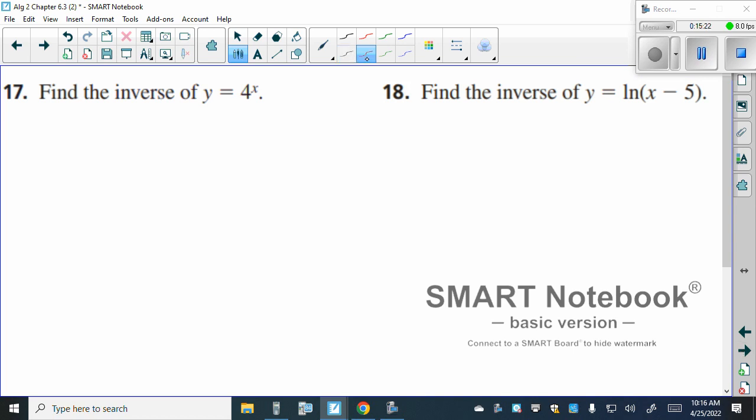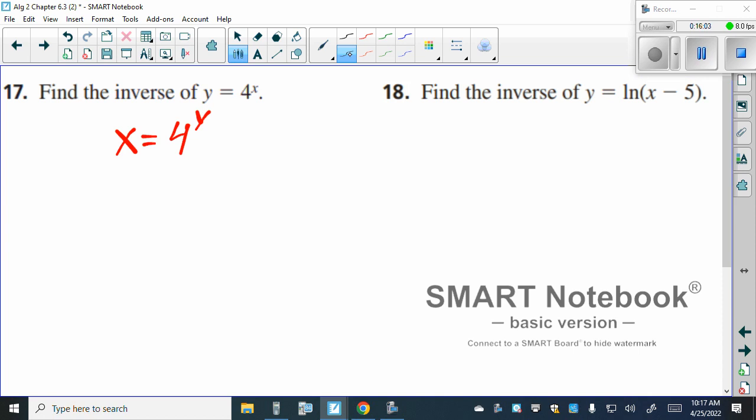So what would we need to do to find the inverse of y equals 4 to the x? Well, we can switch the x and y. x equals 4 to the y. Then what can we do? Two different ways we can do it. Because we can do the method of where we just switch from exponential to logarithmic, which would tell us that we have log base 4 of x equals y. Or we can apply log base 4 to both sides. Which one do we want to do?